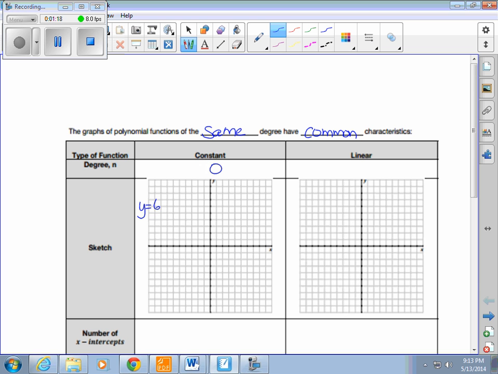exist. So if y is equal to 6, then we go up 1, 2, 3, 4, 5, 6 here, and we draw a line through there, and that would be our graph. If we had y is equal to -4, we go down 1, 2, 3, 4, and your graph would look like that.